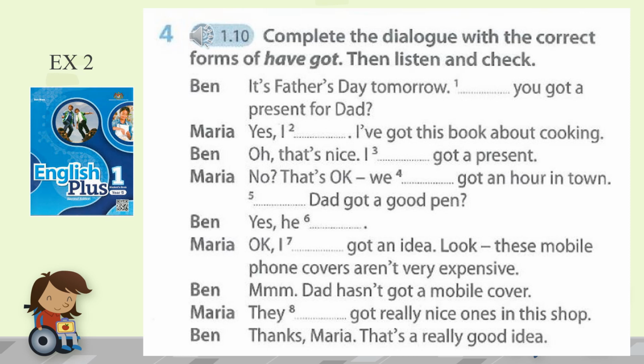It's Father's Day tomorrow. Have you got a present for Dad? Yes, I have. I've got this book about cooking. Oh, that's nice. I haven't got a present. No? That's okay. We've got an hour in town. Has Dad got a good pen? Yes, he has. Okay, I've got an idea. Look, these mobile phone covers aren't very expensive. Dad hasn't got a mobile cover. They've got really nice ones in this shop. Thanks, Maria. That's a really good idea.